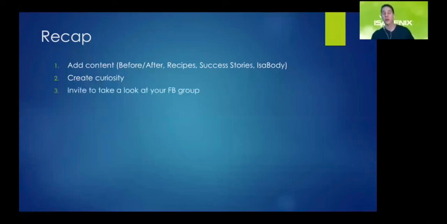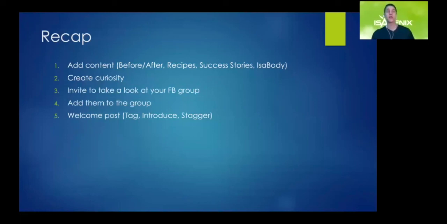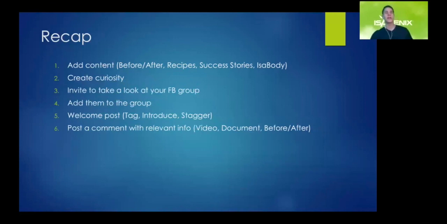Once the curiosity is created, you invite them to take a look at your private Facebook group. Then you add them to the group with their permission. You never want to blindly add someone to a group. Then you do the welcome post, making sure you tag them, you introduce them to the group properly, and you stagger your posts so that there's not too many welcome posts in a row. Then you immediately post a comment with relevant information. You should be the first person to comment on your post.